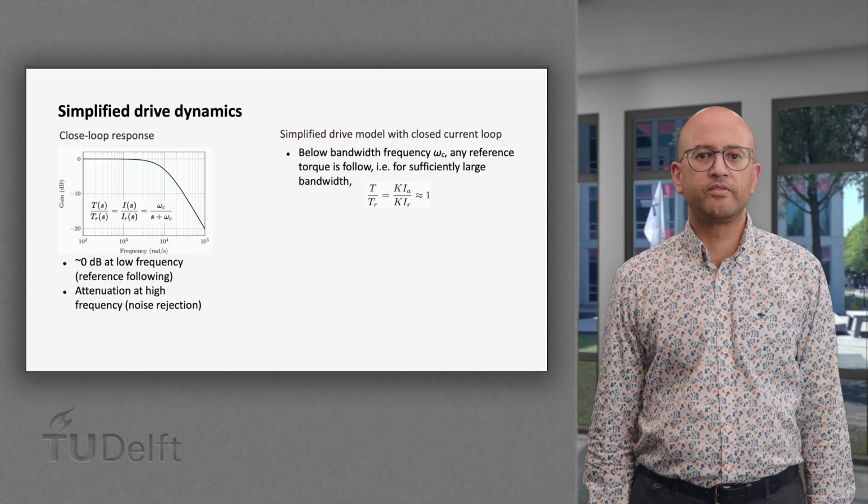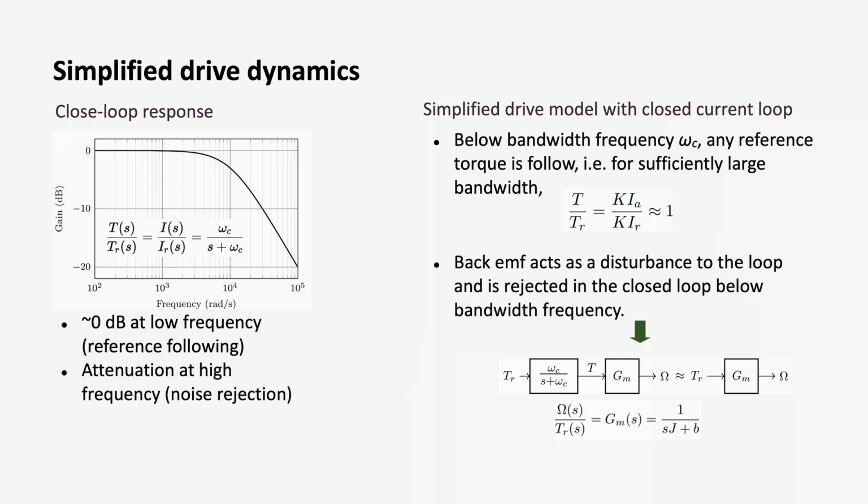is followed. On top of that, we can also see that the back EMF term K times omega acts as a disturbance to such a closed-loop system and is rejected by the controller at frequencies lower than the bandwidth. So when the concerned frequency is sufficiently low, we may simplify the DC motor with the closed-loop current controller as a unit gain. So only the mechanical dynamic remains.